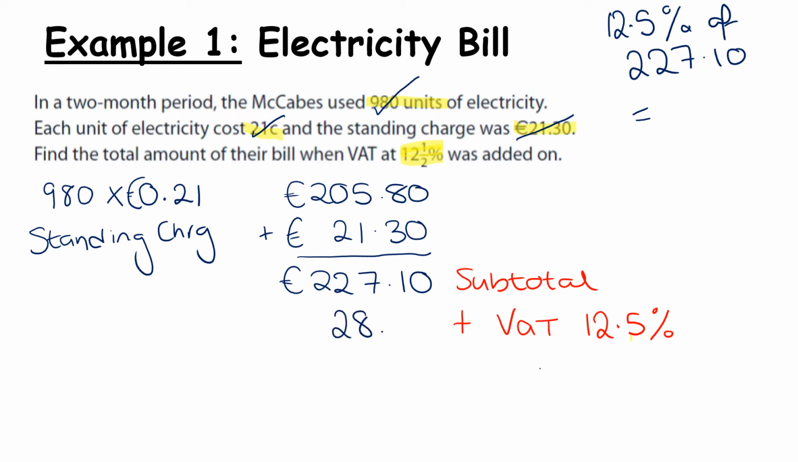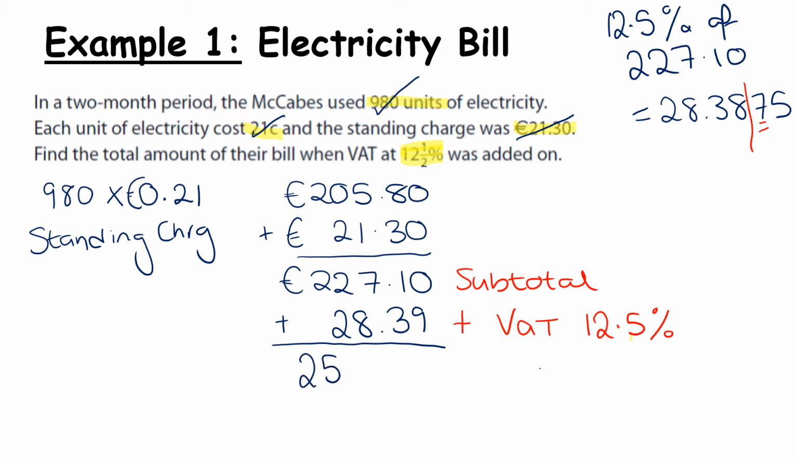And remember that this is in cents, so we're going to round it. It actually gives 28.3875. We're going to round it to 2 decimal places. The next number is a 7, so it's going to round up to 28 euro and 39 cents. So we're going to add that on to the 227.10 we already have, and that gives us 255 euro and 49 cents as our total for this bill.